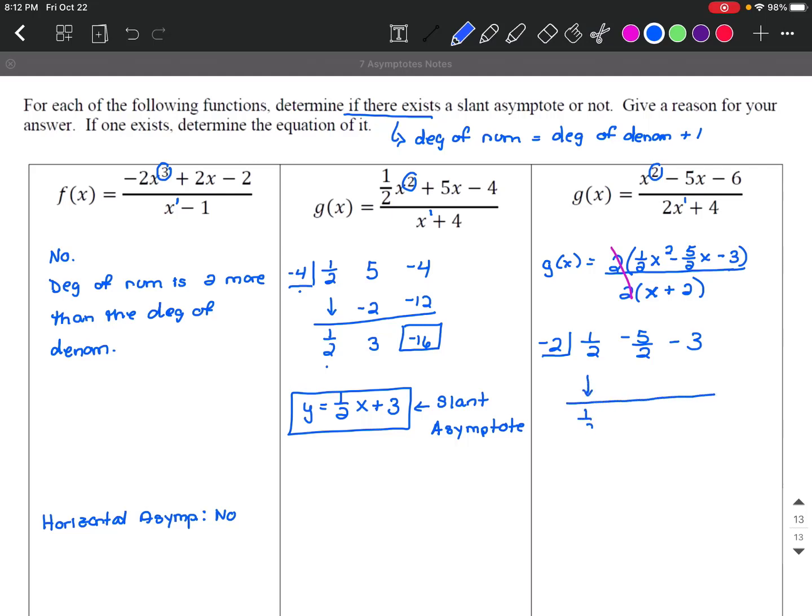I'm going to bring down the 1/2. -2 times 1/2 is -1. -5/2 and a -1 is -7/2. Now, if I multiply -2 times -7/2, I'm going to get 7. And again, I don't even have to finish this up and say that the sum is 4 because I already know that my slant asymptote is y equals 1/2 x minus 7/2. We do not need the remainder when we're looking for our slant asymptote.